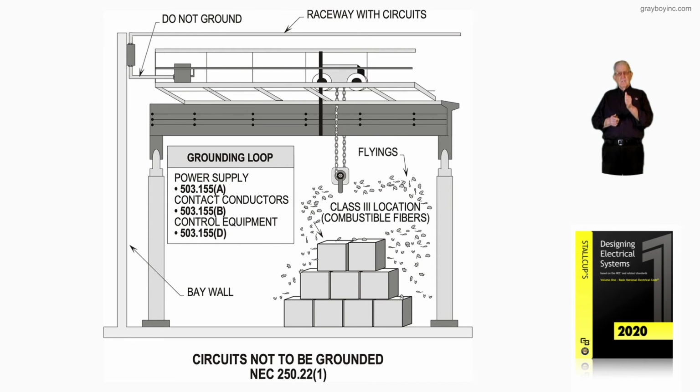250.22 lists systems that cannot be grounded under any circumstances as identified in NEC 250.22, dealing with circuits not to be grounded. And that's what this figure 16.20A is illustrating: cranes operating over combustible fibers that could be easily ignited in a flame, just a flash fire occur.